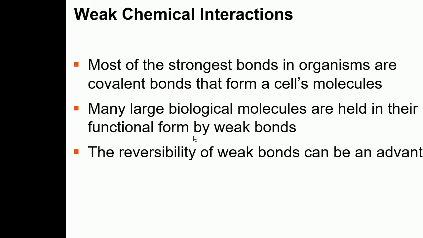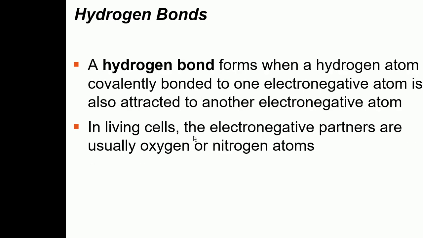Covalent and ionic bonds are strong bonds, and out of these, covalent bonds are the strongest. Now we're going to talk about some of the bonds which are weak bonds. The first example is the hydrogen bond.